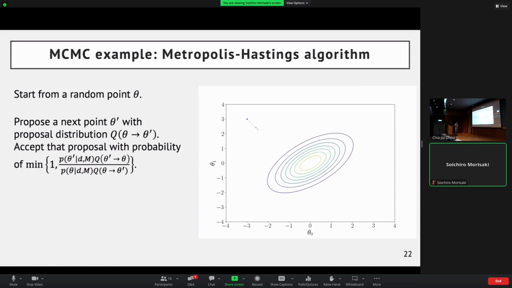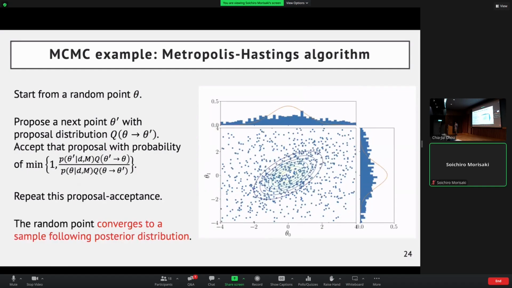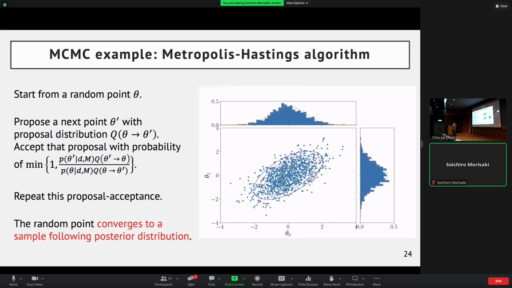As you can see, this probability is proportional to the ratio of the posterior value at the next point and the current point. So the jump proposal to a point whose posterior probability value is higher is likely to be accepted. If you repeat this proposal and acceptance, this point is likely to move toward the peak of the Gaussian distribution and stochastically explore around the peak. And it can be mathematically shown that this point is going to converge to random samples following the target posterior distribution.